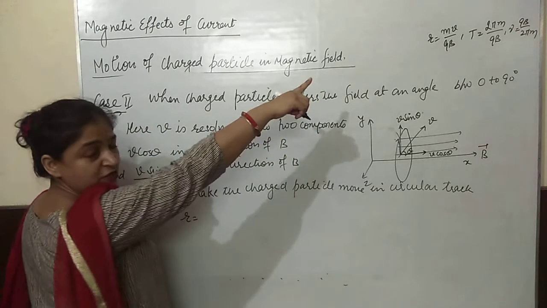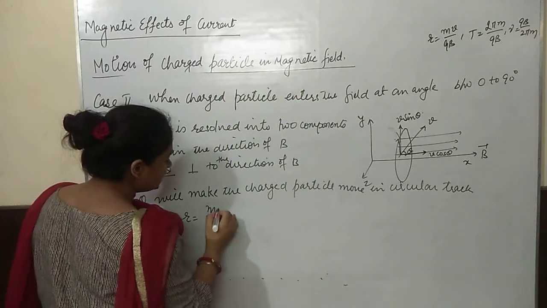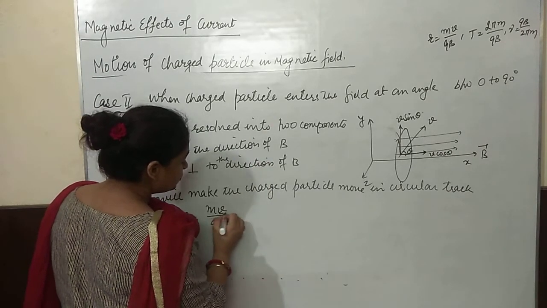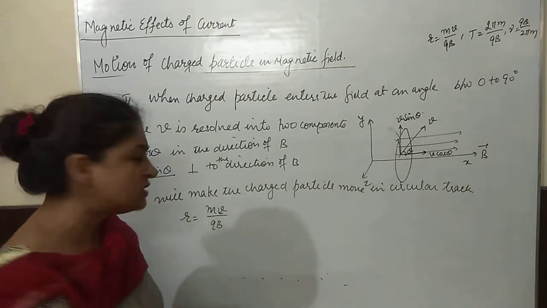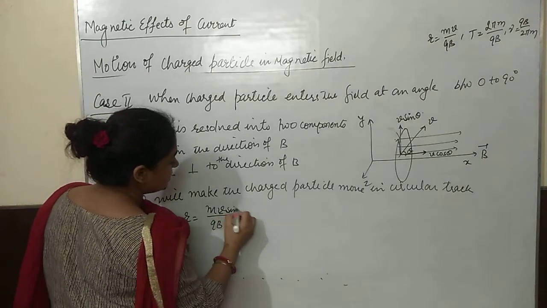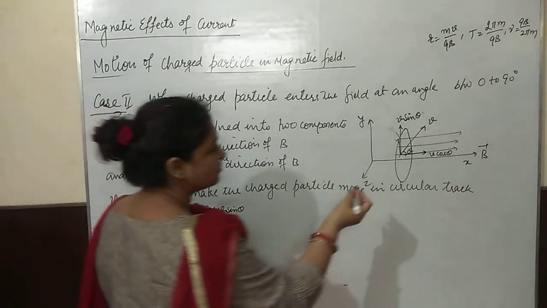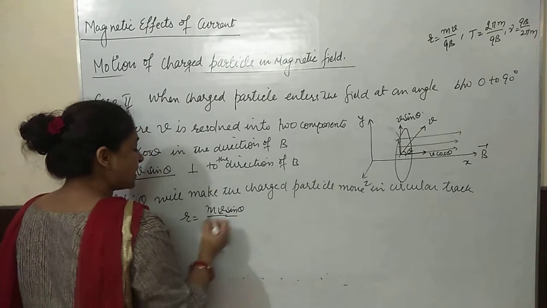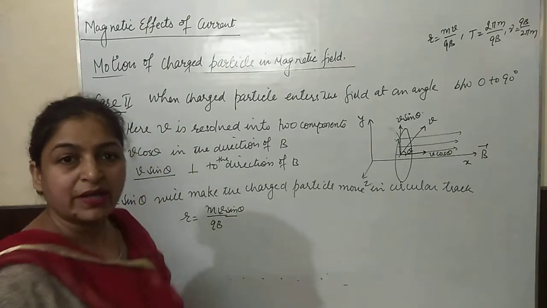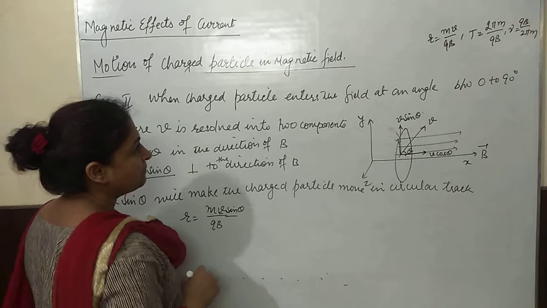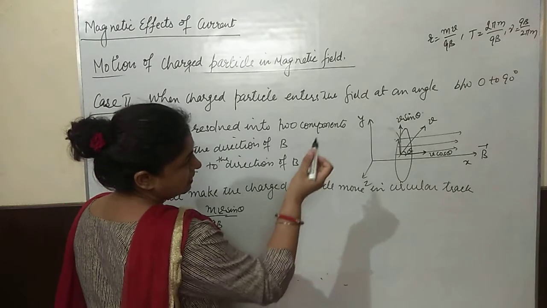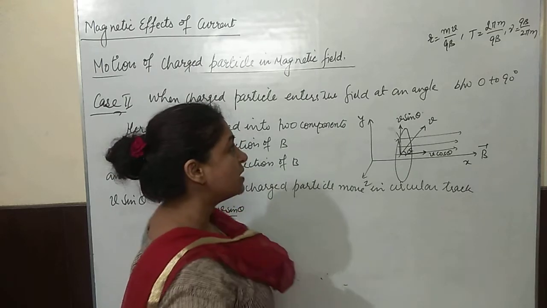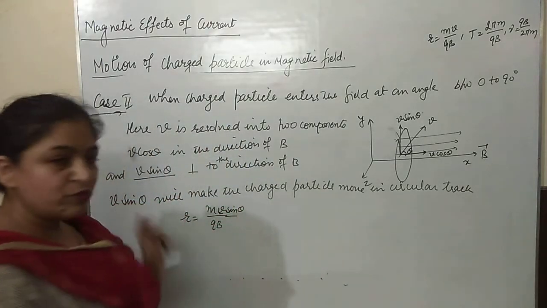So here again we can write down the radius of the circular track. For the first case it was mv over qB, but now see which velocity is responsible. This is v sin theta. So you can write here also v sin theta, so the radius is m v sin theta over qB. This is the radius of the circular track, and the time period is 2 pi m over qB, because velocity is not playing any role in the time period and frequency.